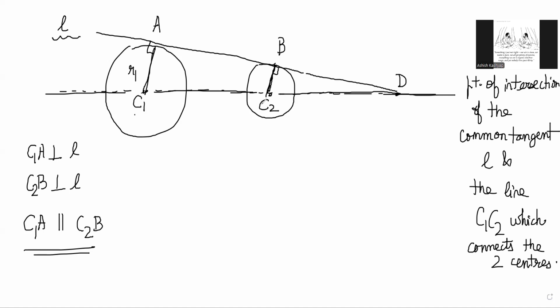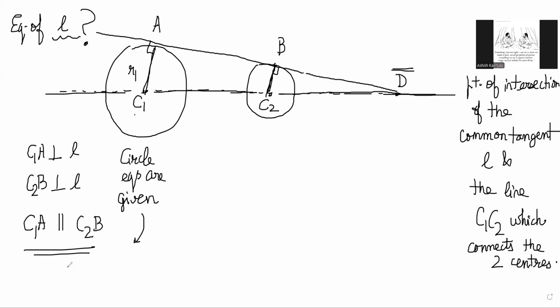Now, if I want to find the equation of line L, that is my target. Equation of common tangent, that's what I want to find out, right? The first step is always finding the coordinates of this point D. So how can you find the coordinates of point D? Notice first of all that the circle equations are given. So what information do you already know? We already know C1, C2, R1, R2. Basically, we know the location of the centers and we know the radii of the circles, right?